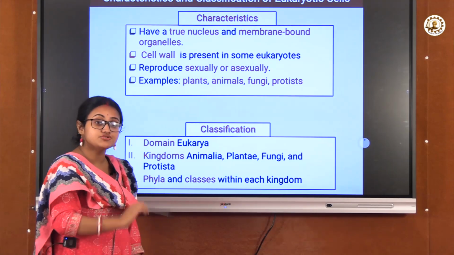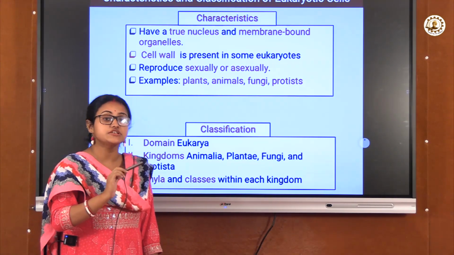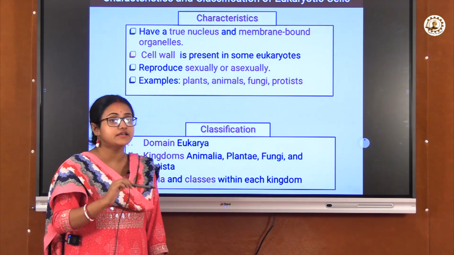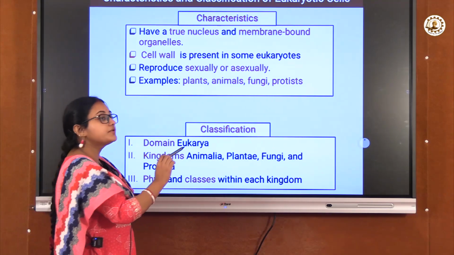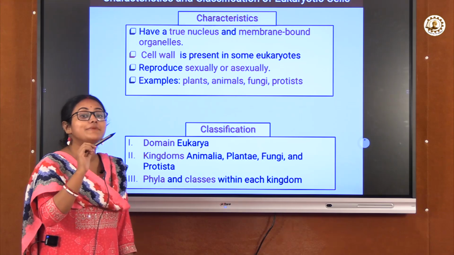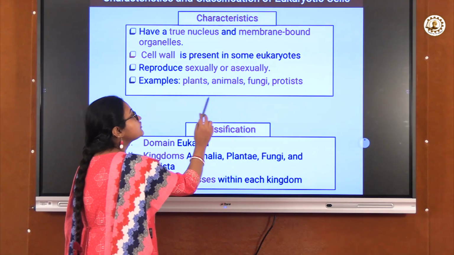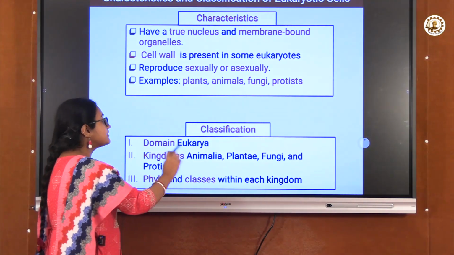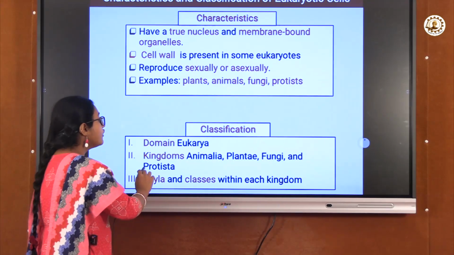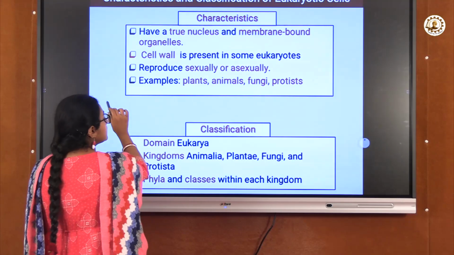Reproduction can be sexual or asexual. In the case of plants, there is sexual reproduction and also asexual reproduction. Asexual reproduction is like budding and grafting, and sexual reproduction in humans, animals, and plants is reproduction through the male parts and female parts. Examples are plants, animals, protista, small organisms, and fungus. Classification: domain Eukarya, kingdoms Animalia, Plantae, Fungi, or Protista. Classes and phyla differ within the kingdom.